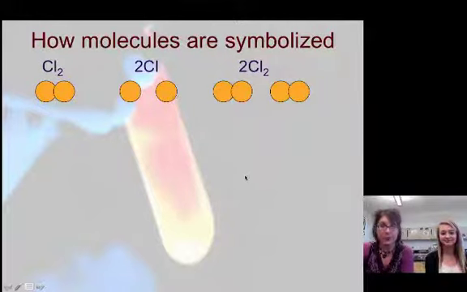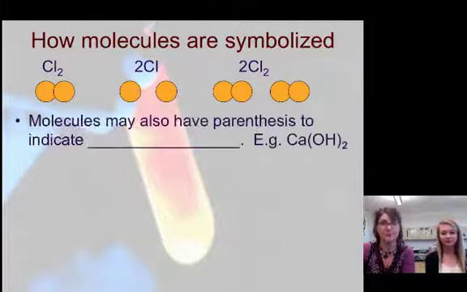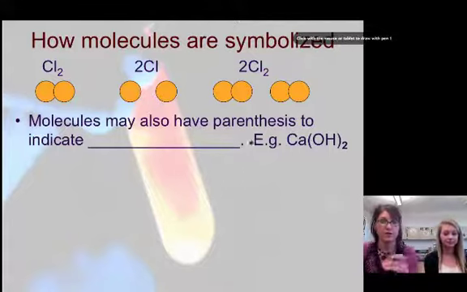Well, now if we have 2 chlorine molecules, that's like 2 groups of chlorines. How many atoms is that of chlorine? 2. 2 in each molecule. And so, since there's 2 molecules, that's 4 atoms altogether. 4 total. Right. Okay, so here's what we know.